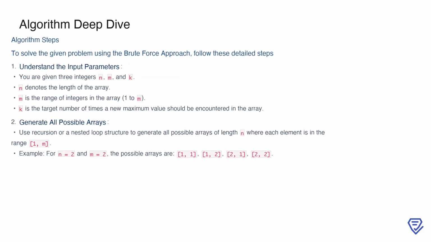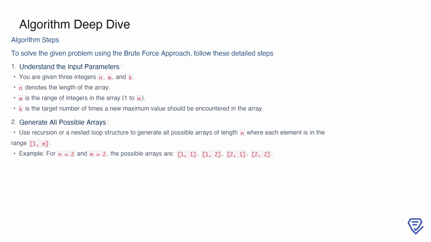To tackle this problem using the brute force approach, we need to carefully follow a series of steps. First, it's crucial to understand the input parameters. You are provided with three integers, n, m, and k. Here, n represents the length of the array you need to build, m defines the range of values that each element in the array can take, specifically between 1 and m, and k is the target number of times you should encounter a new maximum value while traversing the array.